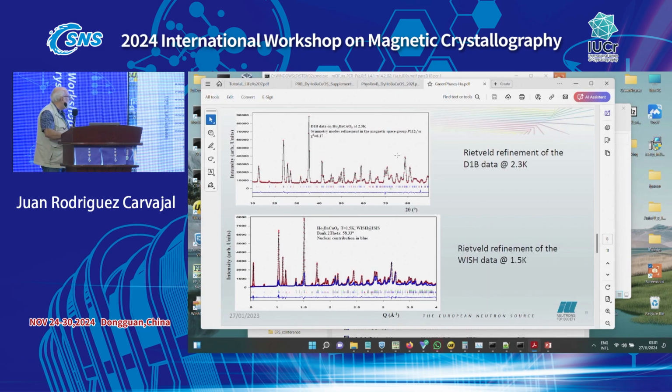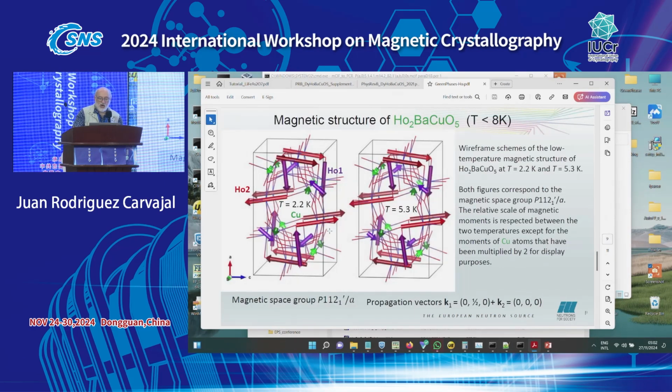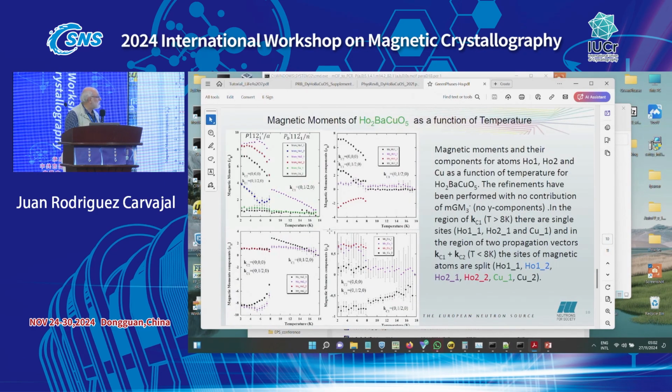And you see here, this is the WISH data in Q, because I prefer that. And then you see here in blue the nuclear contribution. You see the magnetic part is much higher than the nuclear part. It's because the holmium has a huge moment. This is how we arrive at all this, and this is the interesting thing. I will show you how to arrive at that.